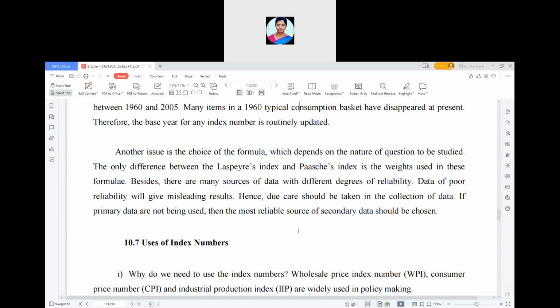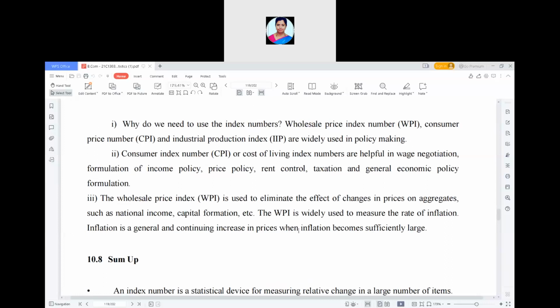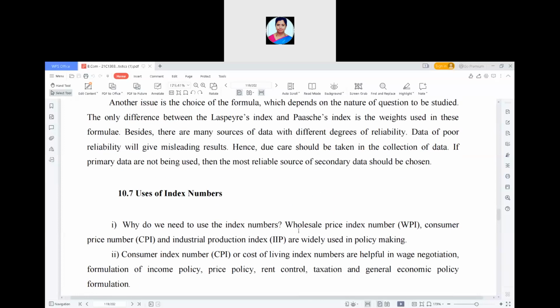Now we are going to see 10.7, uses of index numbers. Why do we need to use index numbers? The wholesale price index number, consumer price index number, and industrial production index are widely used in policy making. The consumer price index, or cost of living index numbers, are helpful in wage negotiations, formation of income policy, price policy, rent control, taxation, and general economic policy formulation.